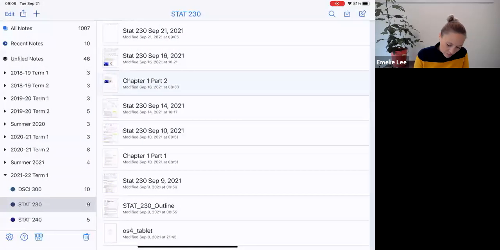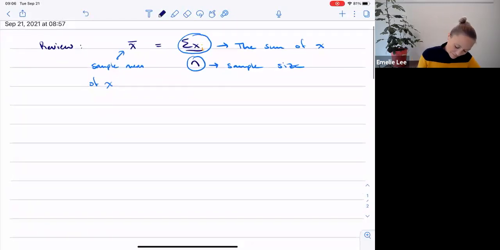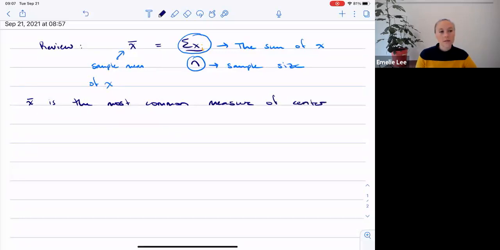Oh, I guess I had a little bit more review, just a tiny bit more review. Sorry. I know someone already wrote that in their notes. You could start it with recall. That's more review. X bar is the most common measure of center.